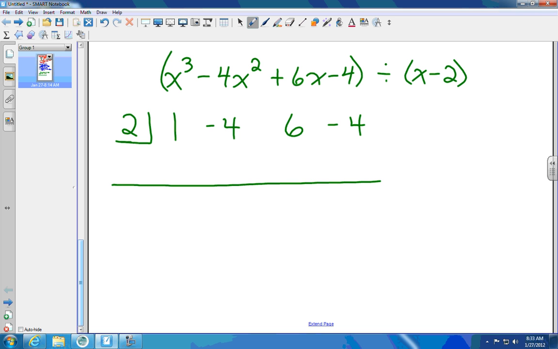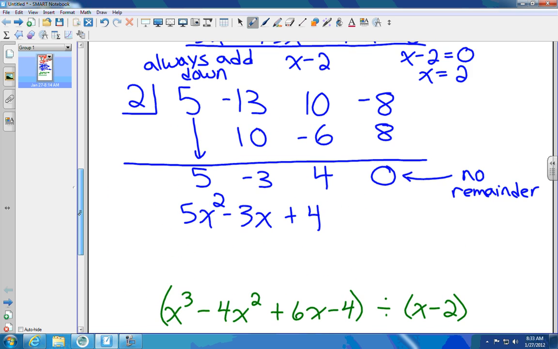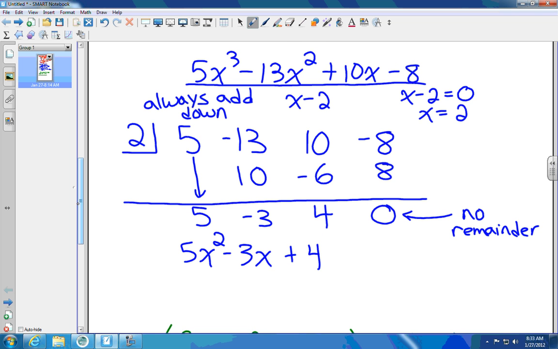Skip a line, draw a line. Did everybody get that one copied? The ones that I told when I said not to write it? Everybody good with that first one? Okay.